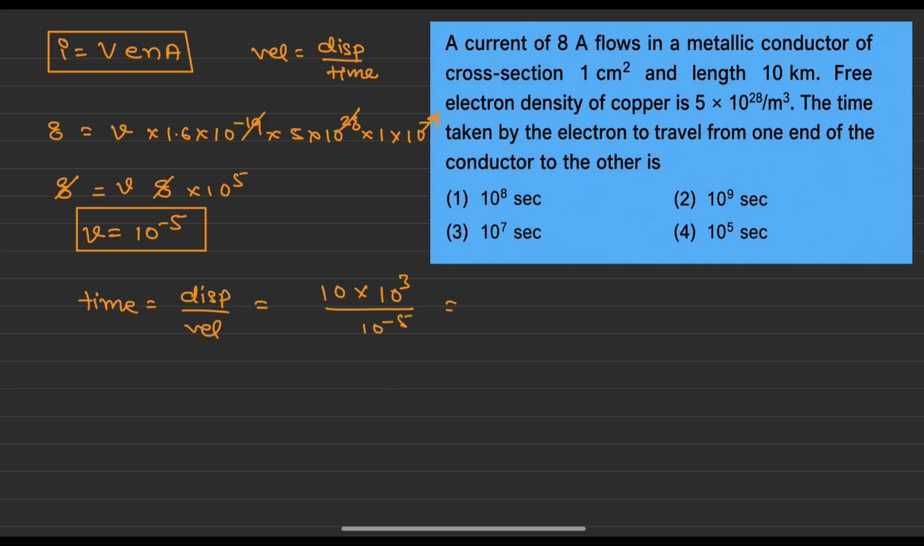If it will go upside, it will become what? Plus 5. We are already having over there 4. So 4 plus 5 will become what here? 9. Answer will come like what here? 10 to the power of 9 second. That is our option number 2.